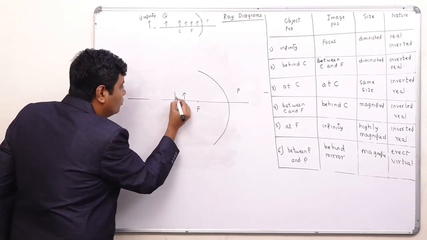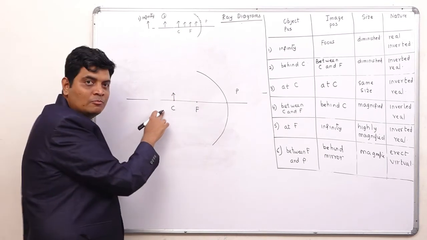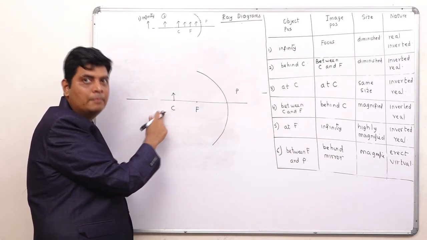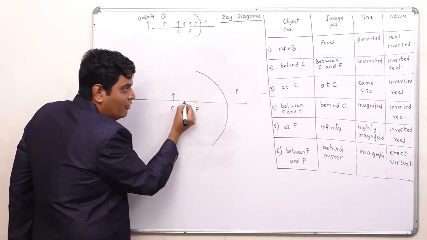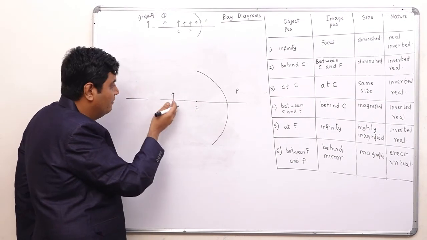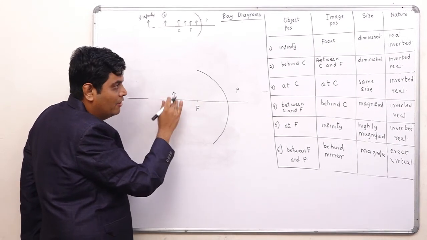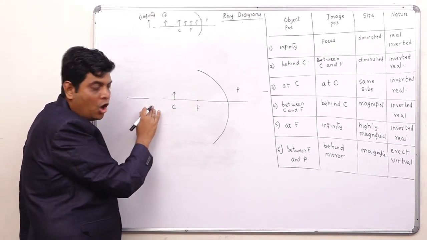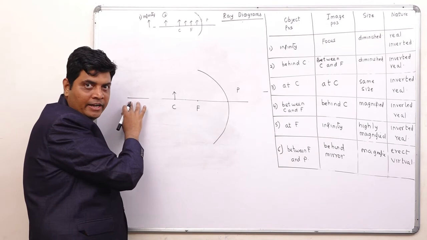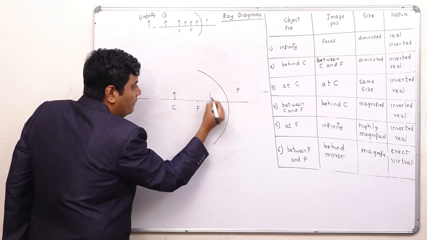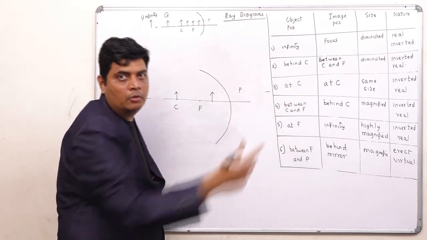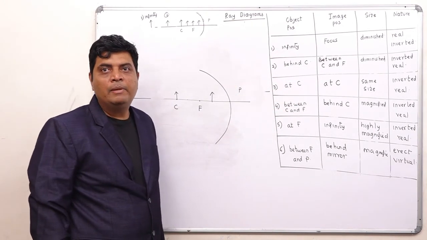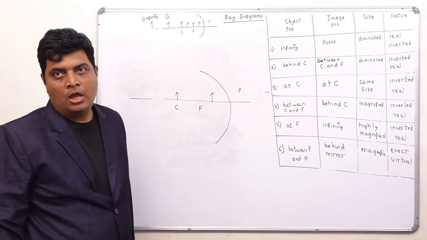Next, the object comes on C. If the object comes on C, the image will be at C. This point we have already understood in the first part itself. If it is behind C, the image is between C and F; between C and F, behind C; at F, it will be at infinity. One point is left, between F and P. The image will be virtual and it will be behind the mirror.